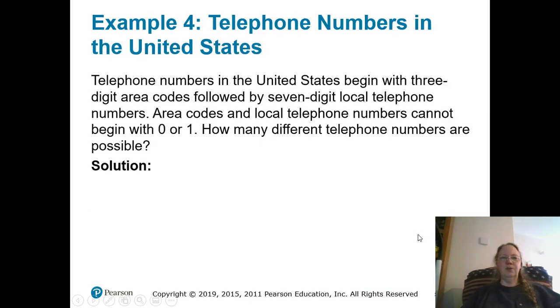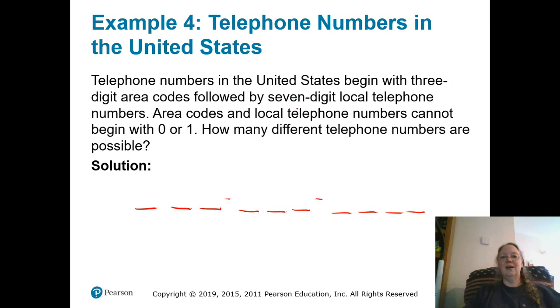All right, telephone numbers. We've got the 3-digit area code, and then a 7-digit local number. And it says the area code cannot begin with a 0 or a 1, but it can begin with a 2 or a 3 or a 4 or a 5 or 6 or 7 or an 8 or 9. So there are 8 different choices that we can start our area code with.